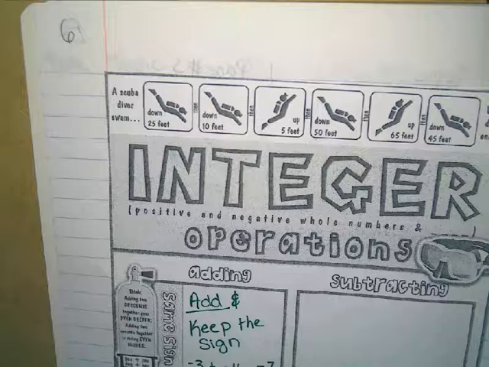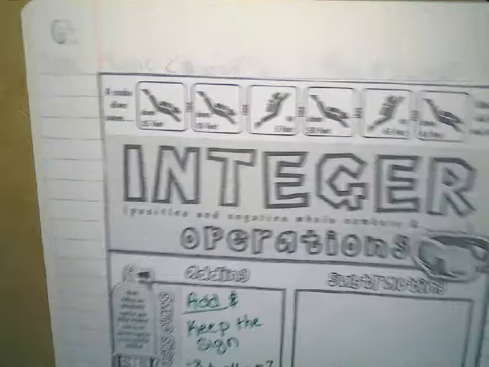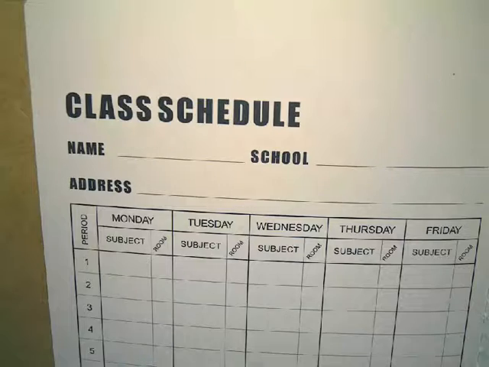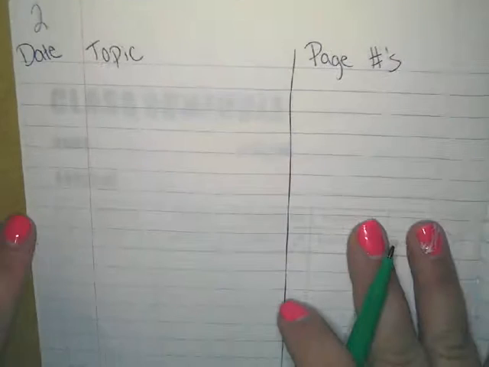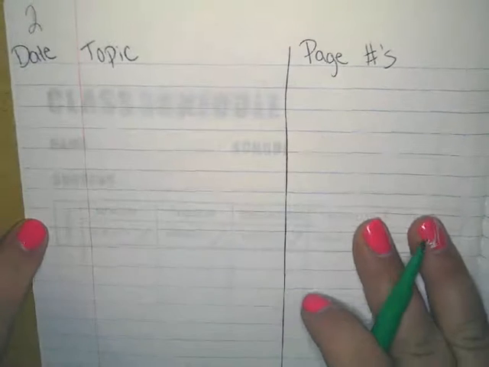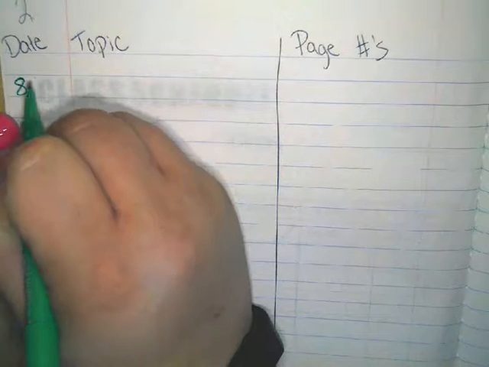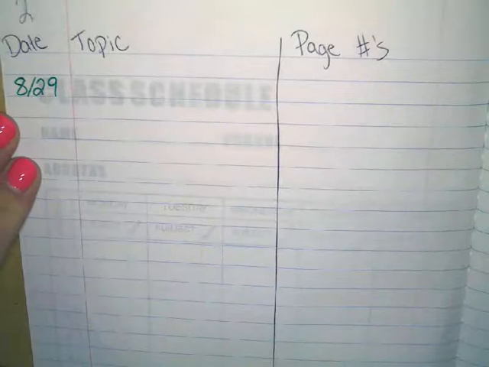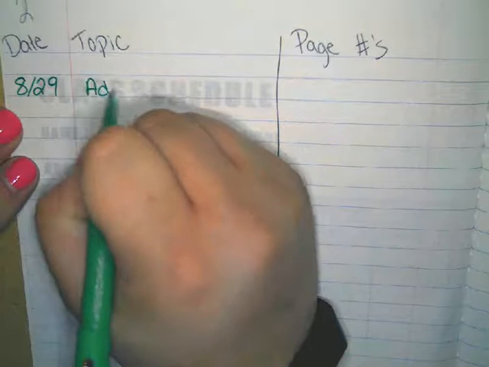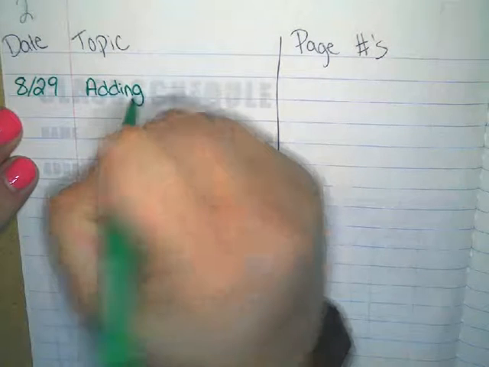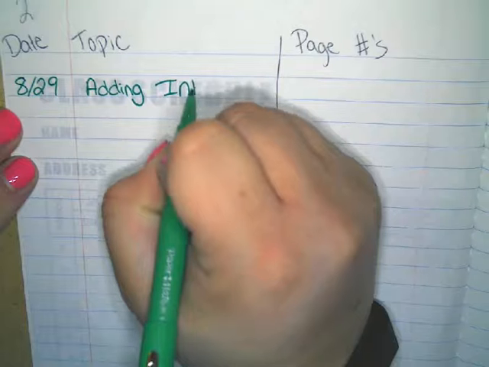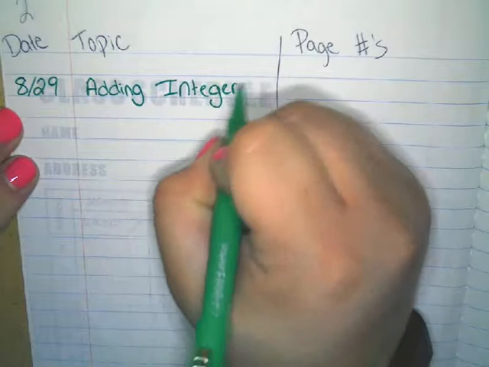Hey, when you have it glued on page 6 and on page 2, we need to fill out your table of contents. So today's date, August 29th, so I'm putting 8/29. The topic we did was adding integers. And page number, we were on page 6.